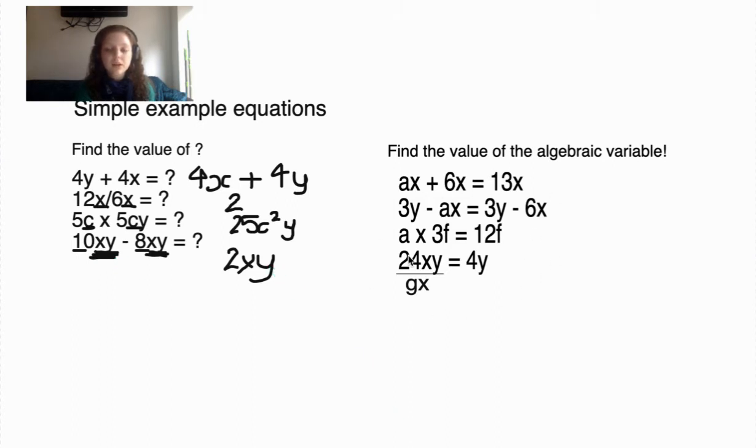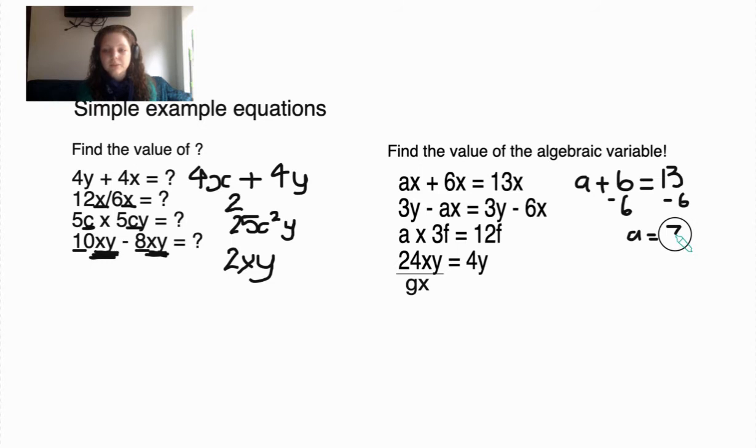And then on this side, you've got ax plus 6x equals 13x. So you need to recognize that 13 must be the answer to a plus 6 equals 13. So you obviously take 13 minus 6 from both sides of the equation, which leaves you with a equal to 7. Does that make sense? Cool.